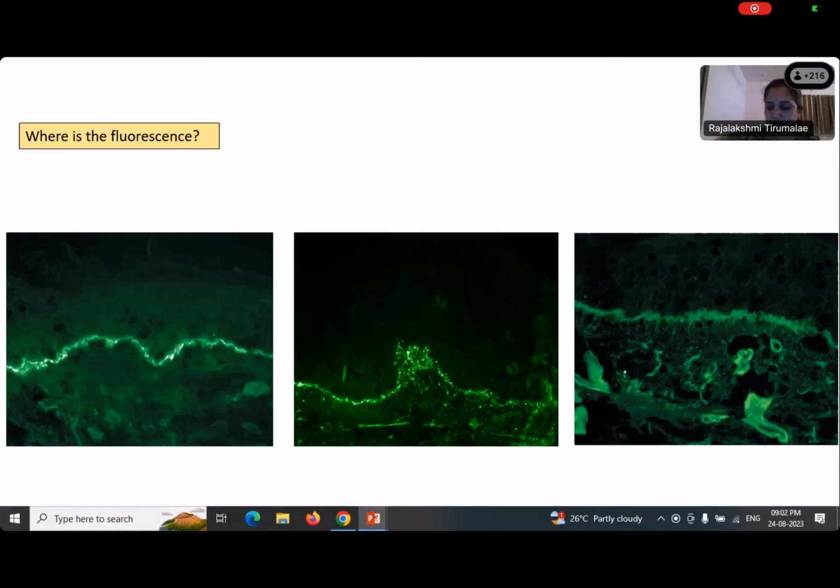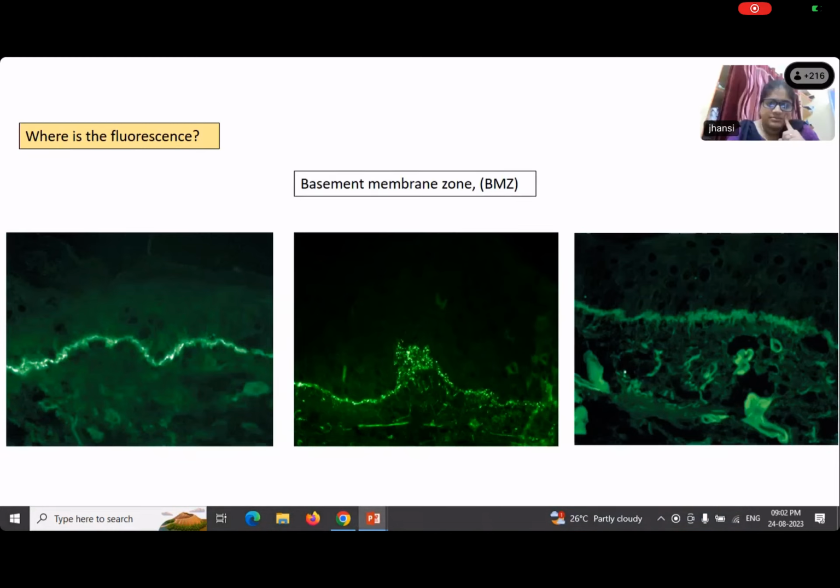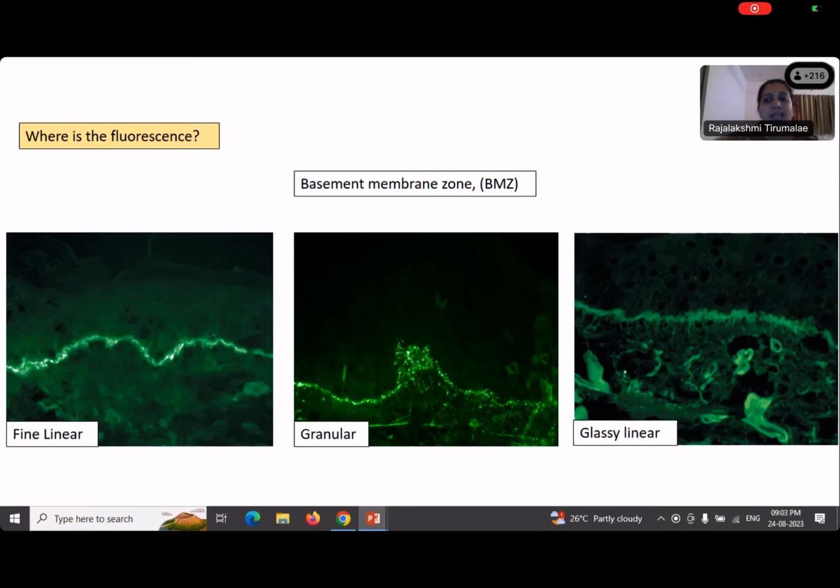Now there are 3 different patterns that you're seeing here. What pattern is the first one? Linear, ma'am. That's a fine linear pattern. Next, you have a granular pattern. And then you have a glassy linear pattern. If you look at this glassy linear pattern, it looks smudged. It looks like a linear pattern where somebody took an eraser and ran it over it, right? Not just in the basement membrane, you notice it's also in the blood vessels. Now that's a clue for this disease. I'll come to that, right?